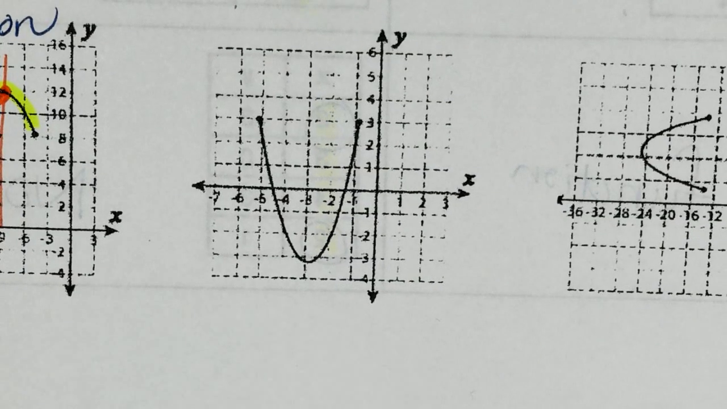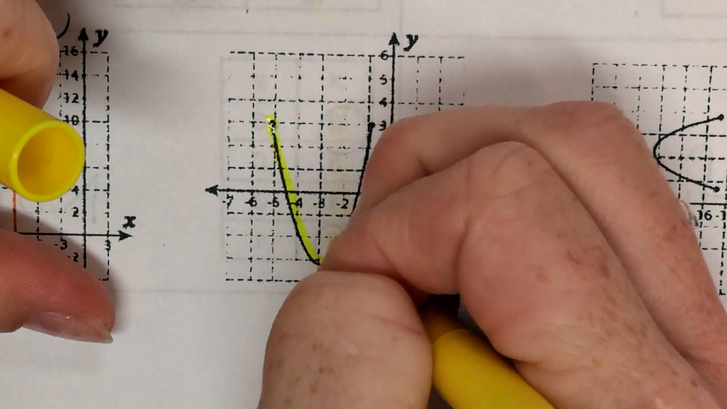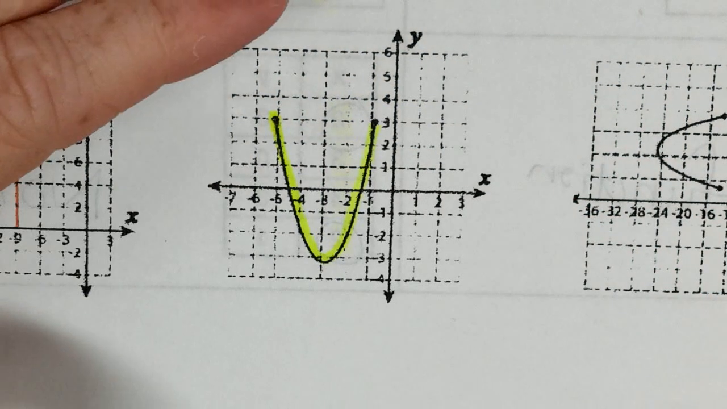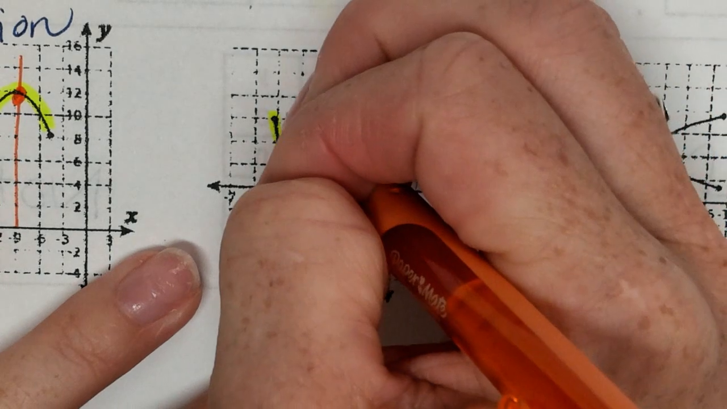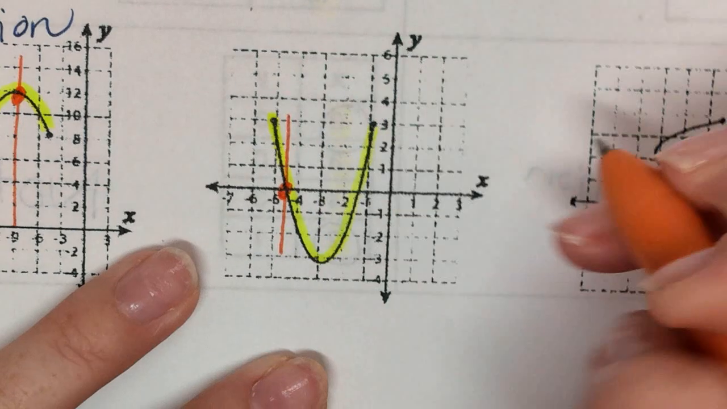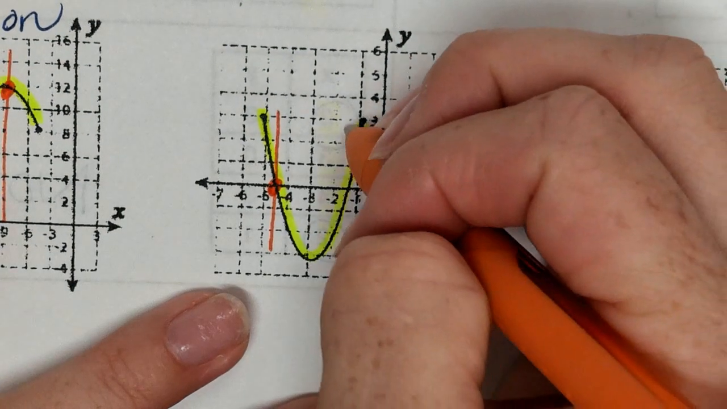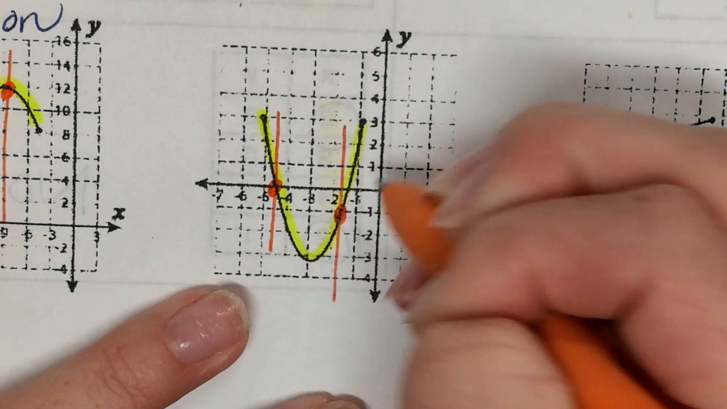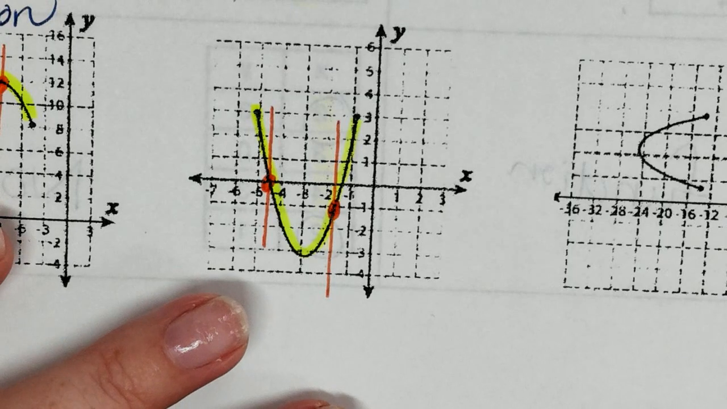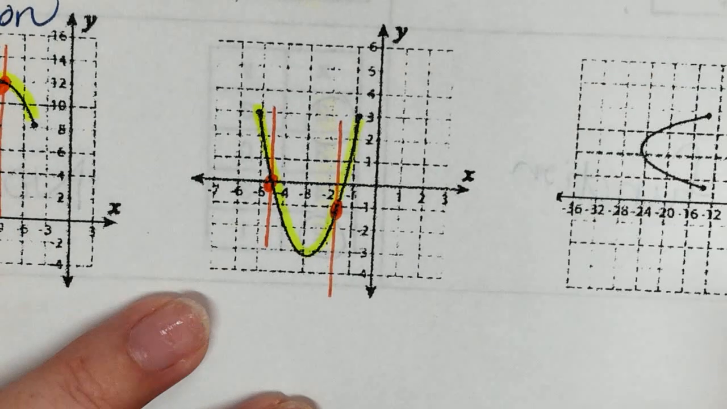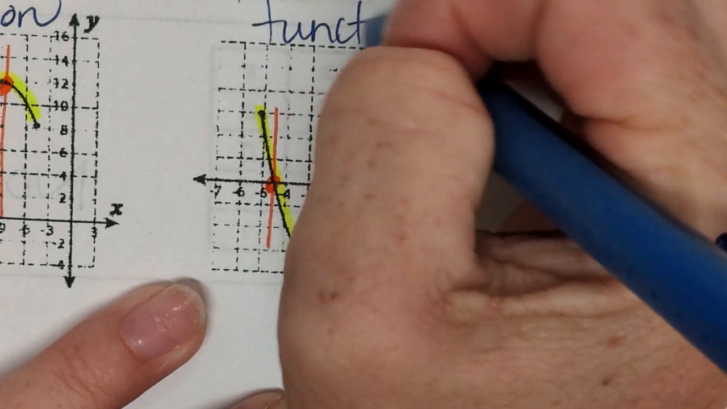All right, let's look at this one. Draw your vertical line. And then put your answer and see what you think. How many times did your vertical line touch? Once. So this is a function. All right, try the last one on your own.